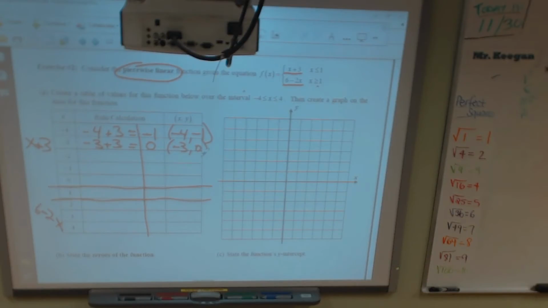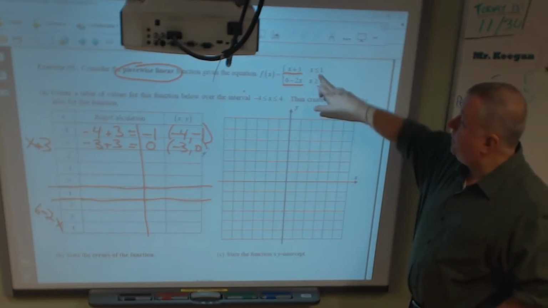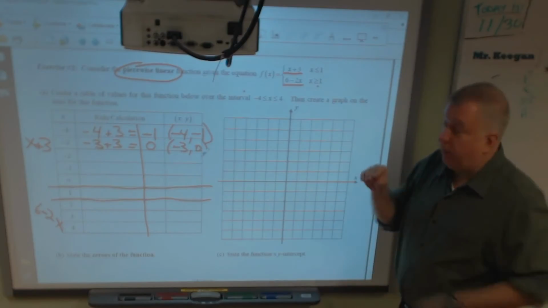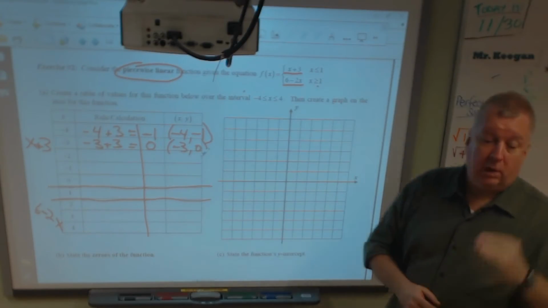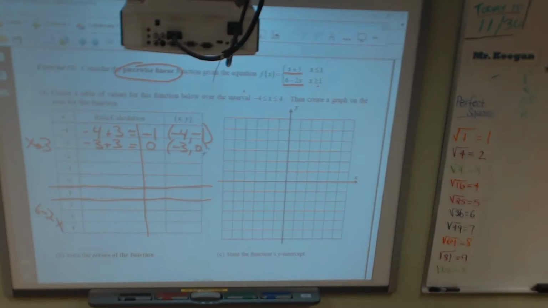You want a new paper or you just want to erase? You said if it's more than 1, it's the top. No. If it's more than 1, it's the bottom. Remember, left, less than. Right? Left, less than. All right, guys, do this, and then plot it.